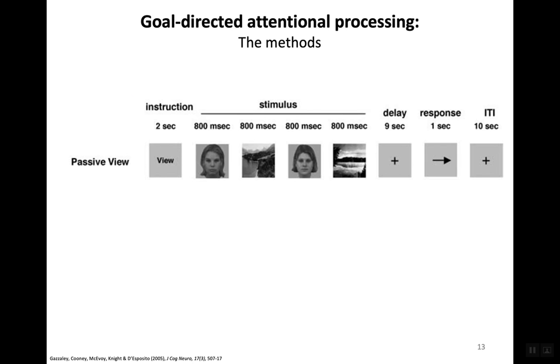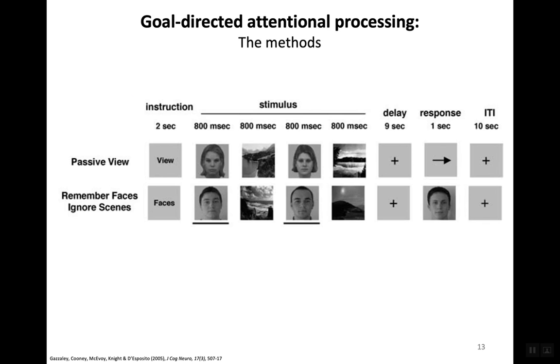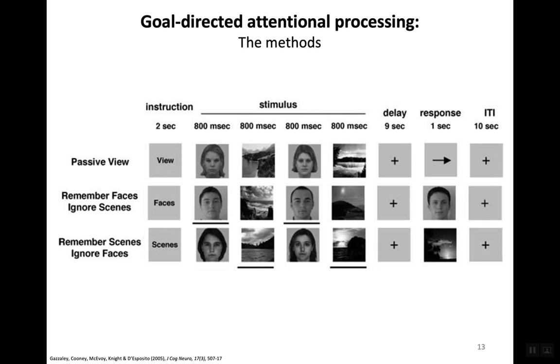using fMRI. What they asked participants to do is view stimuli, either faces or scenes, in the context of 3 different tasks. One was simply passive viewing. We see alternating face and scene stimuli. And in the other 2 tasks, participants were asked to perform a specific task, to pay attention either only to faces or only to scenes.